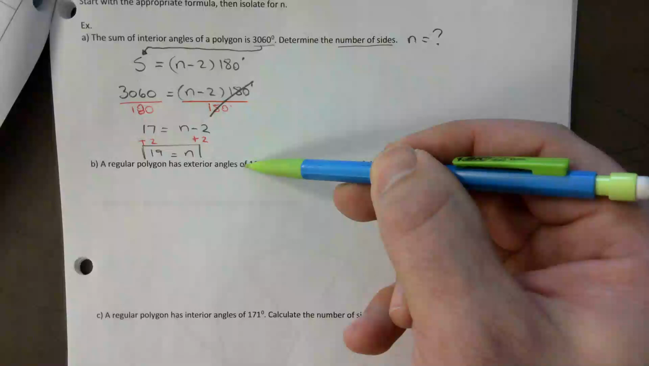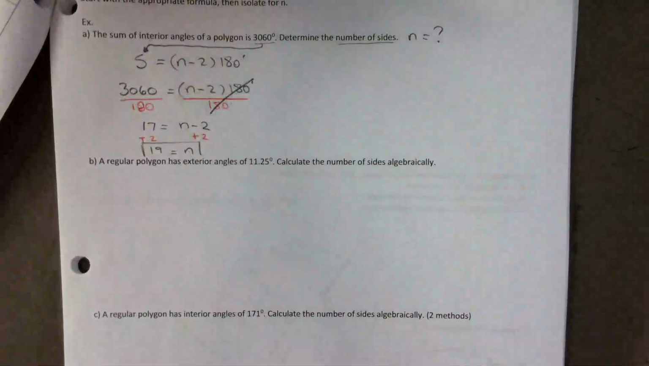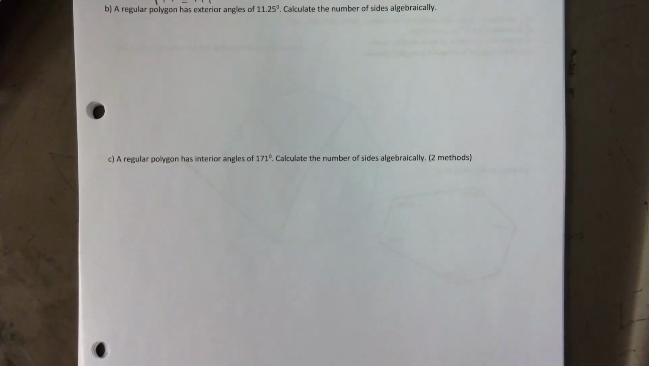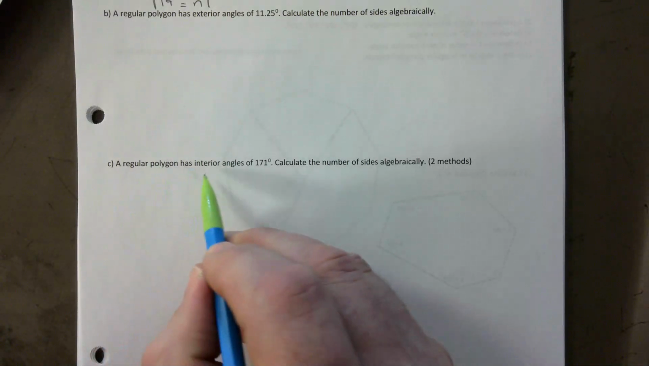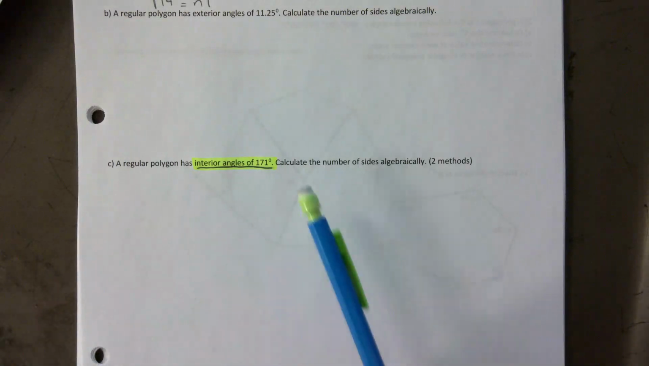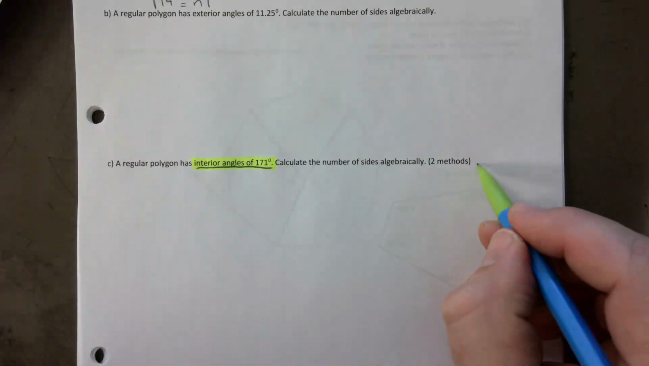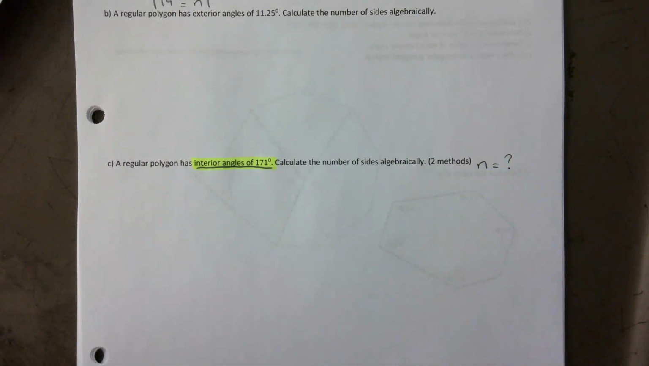I'm going to skip this one. Let's go to C. I'm just mindful of my time here. C is the harder one. A regular polygon has an interior angle of 171. Calculate the number of sides algebraically. There are two methods here, but it's asking you, what's n?